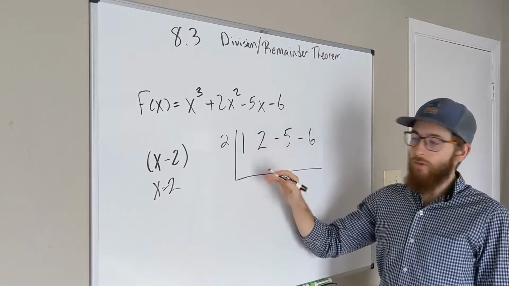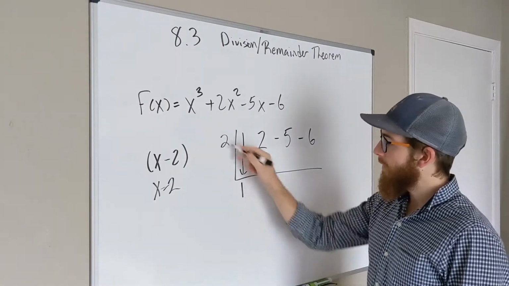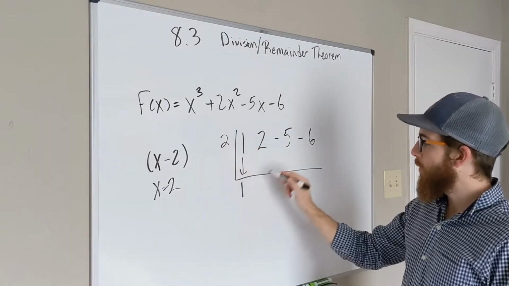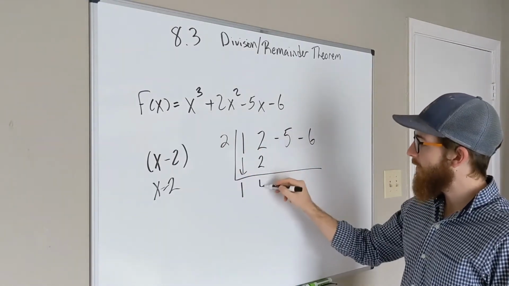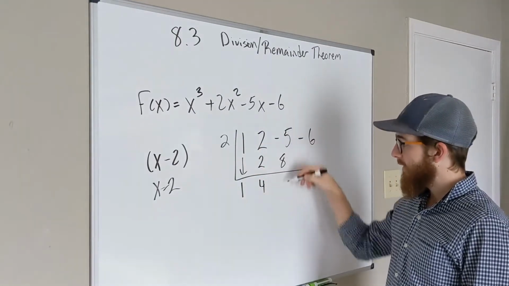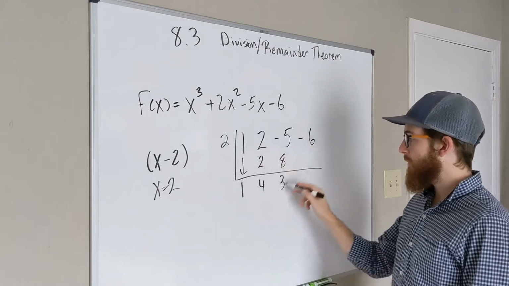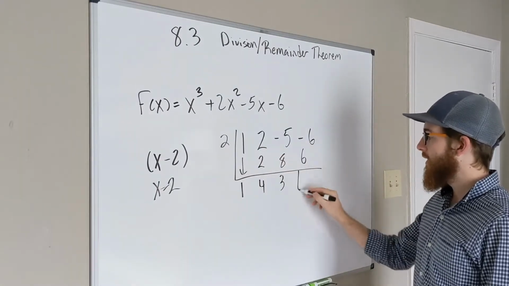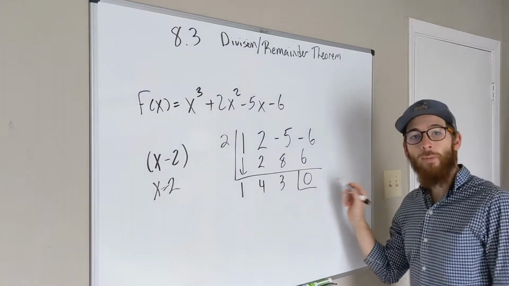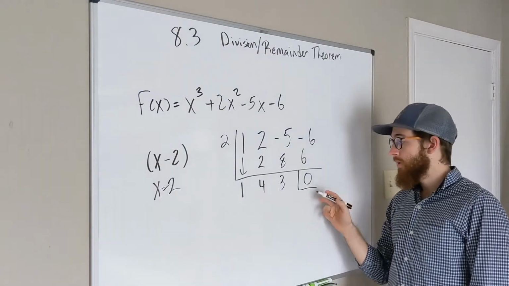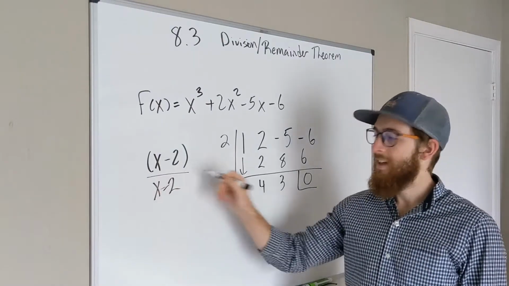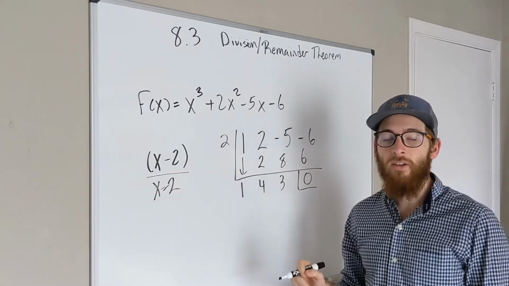Now I want to bring down the 1, then multiply, add down, multiply, add down. So 2 times 1 is 2, add down is 4, 2 times 4 is 8, add down is 3, 2 times 3 is 6, add down is 0. Do I have a remainder? No. So if I don't have a remainder, then this is a factor.